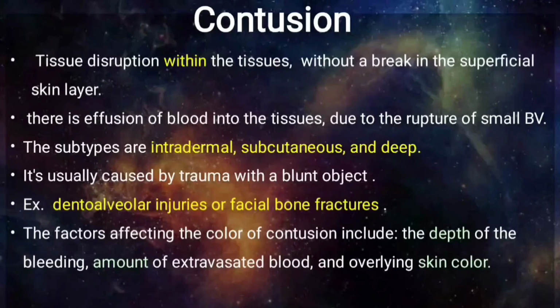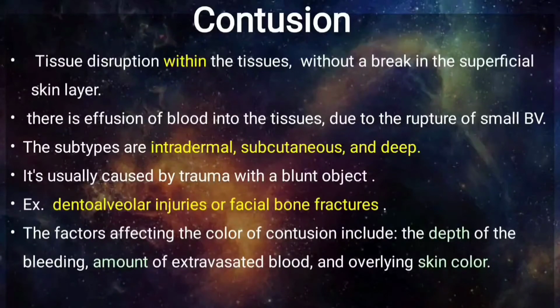Second most common injury is contusions. In contrast to abrasions, in contusions there is no break in the superficial skin or epithelium, but rather the tissue disruption is within the tissues below the epidermis or below the skin, with minor bleeding from small blood vessels. The bleeding may be inside the dermis or immediately below the epidermis or deep approaching the muscles, which subtypes are named intradermal, subcutaneous, or deep.